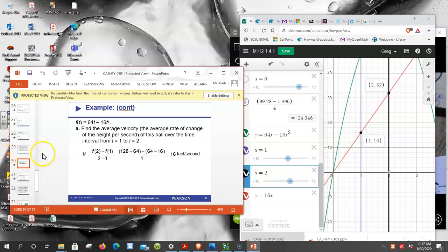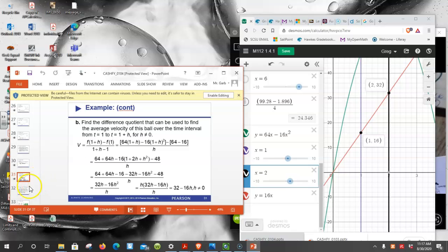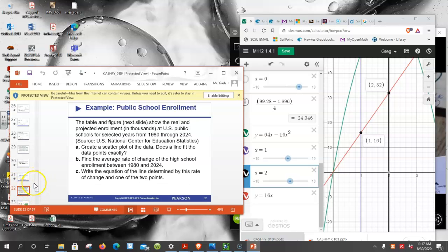So again, vertical change over horizontal, output over input. You can take a long time to do that algebraically. We're not going to do that.